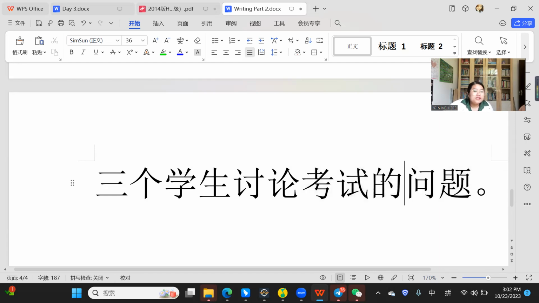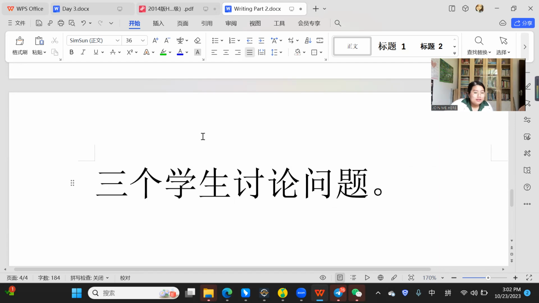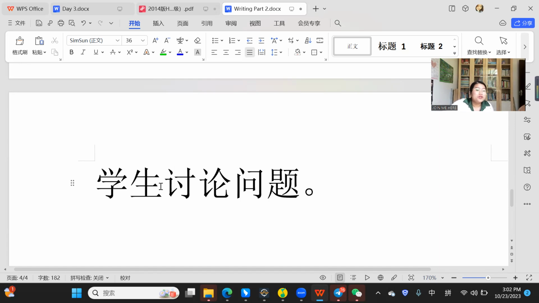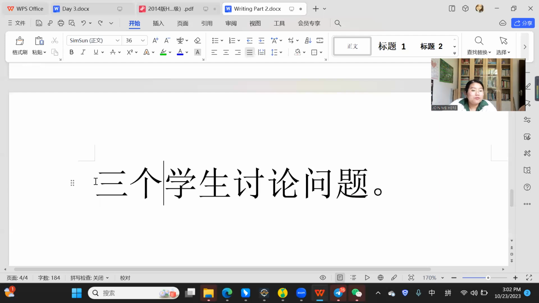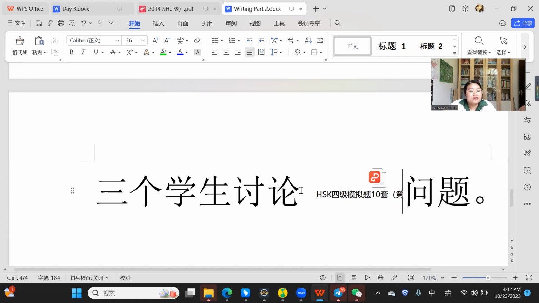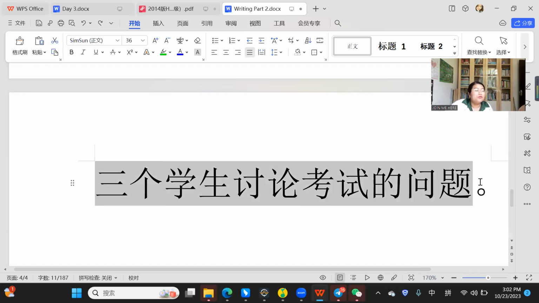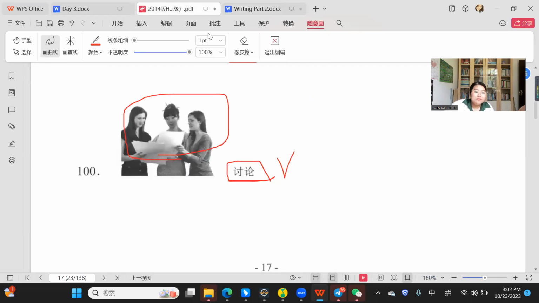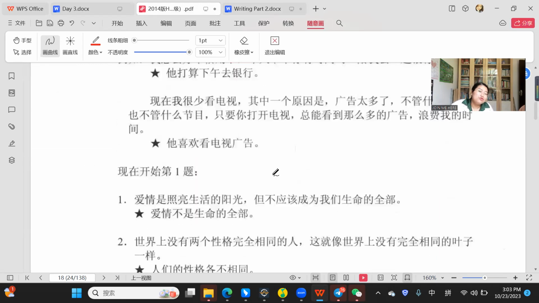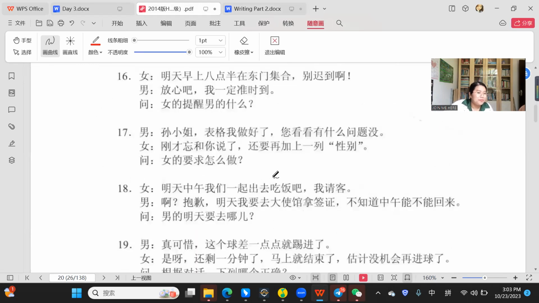If you just say 三个学生讨论问题, this is also okay, or 学生讨论问题, this is also okay. But if we want to put lipstick, we have to put 三个学生讨论什么问题？考试的问题. So they become more beautiful, right? So when you see, I know right now you can make a sentence, right? Just see a word and you can make a sentence by yourself. So what you should do, you go to the answer part.